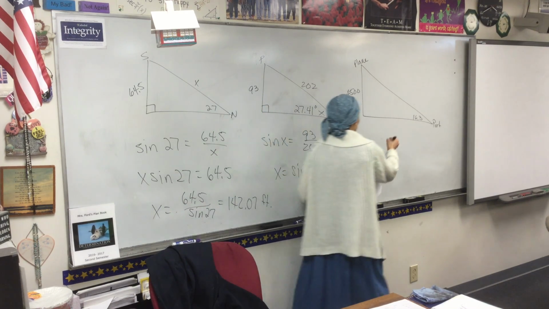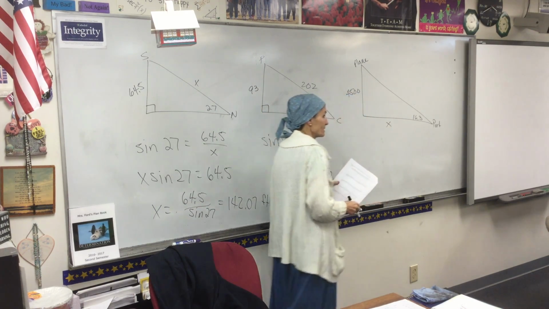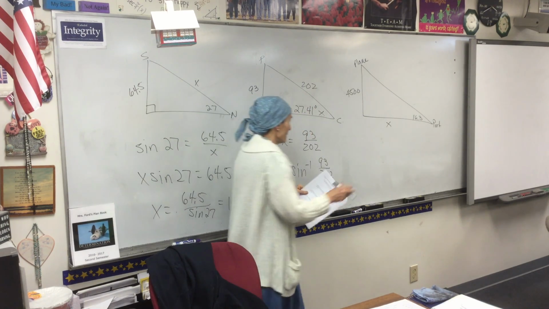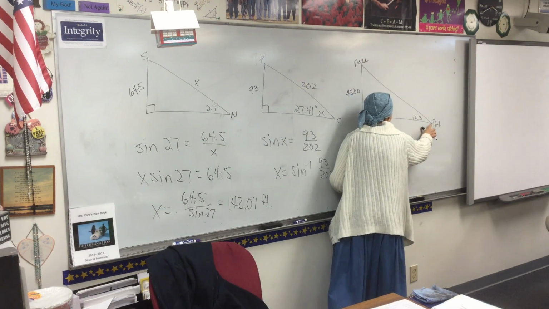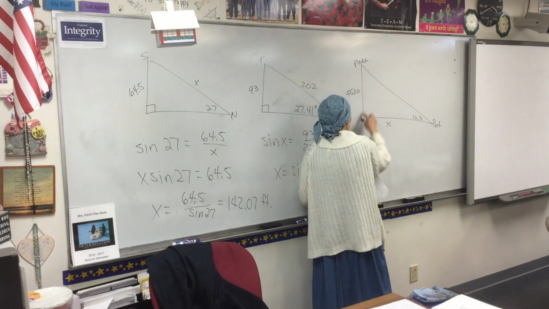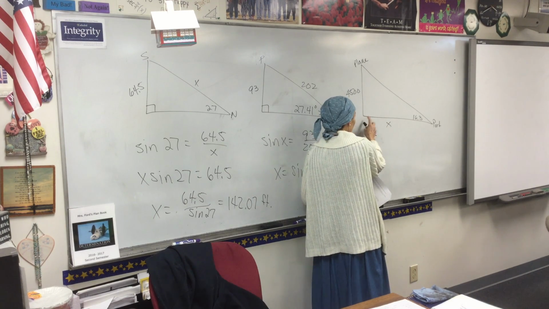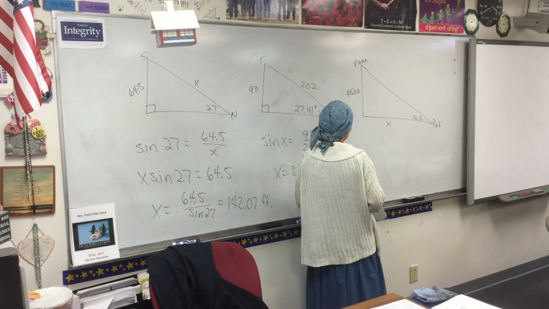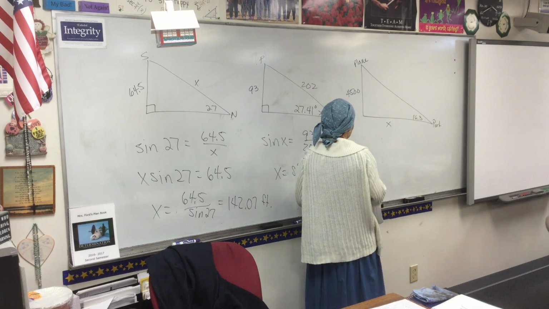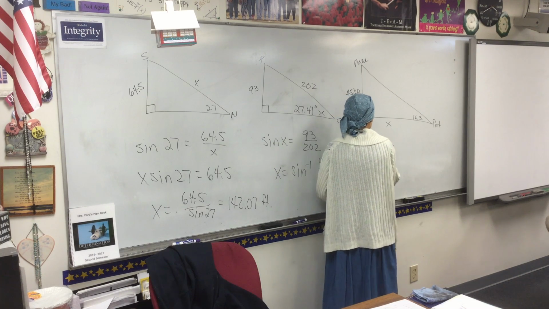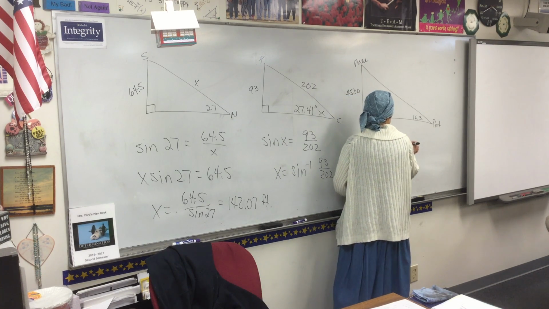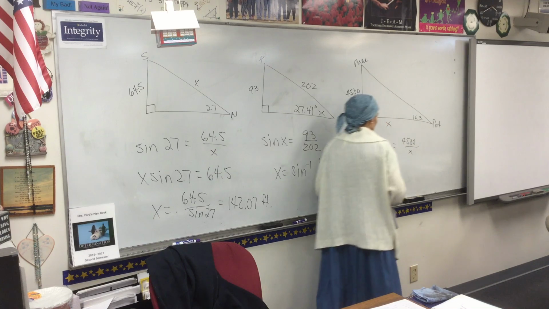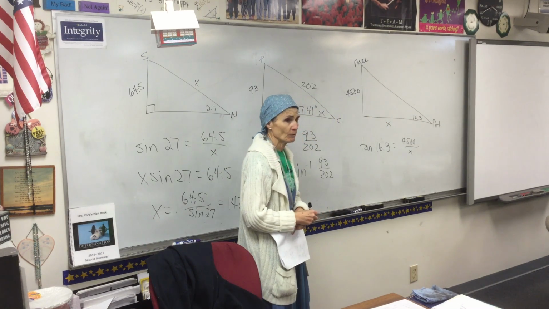That's here. How far is the airport from the point on the ground beneath the airplane? That would be this point right here, right? All right, function: sine, cosine, or tangent? Tangent. So tan 16.3 equals 4,500 over x. Opposite over adjacent.